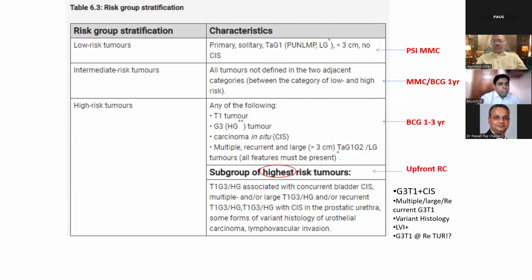Now, as Prof said, for low-risk cancers, a single instillation of MMC is enough. Intermediate risk, either you can give MMC or BCG for 1 year. We know that MMC has fewer side effects, BCG has more side effects, but BCG is more effective. In the high-risk group, BCG is recommended for 1 to 3 years, and in the highest or very high risk, upfront radical cystectomy is recommended.